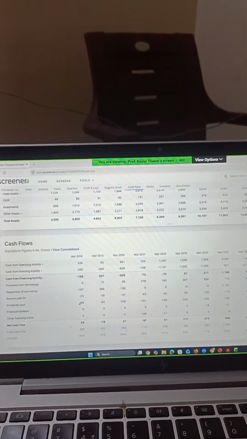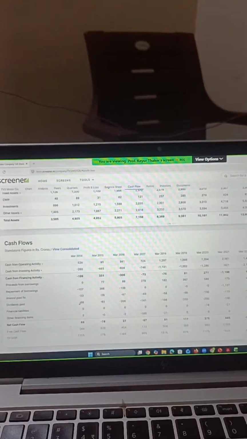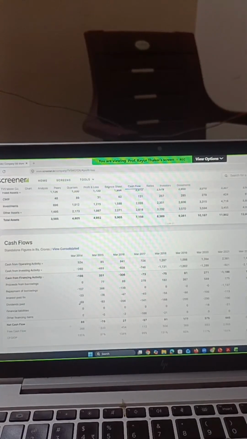And finally, the company has cash flow from financing. The company has retired 729, so cash flow from financing is negative. Cash flow from investment is negative. So 3,600 minus 1,800 minus 1,400, they are left with 251 crore of cash only. The profit was 2,000 crore, but how much cash was left? 251 crore. So where has the money gone?